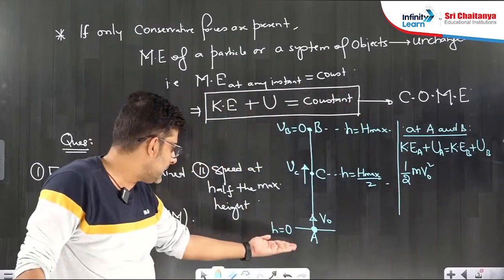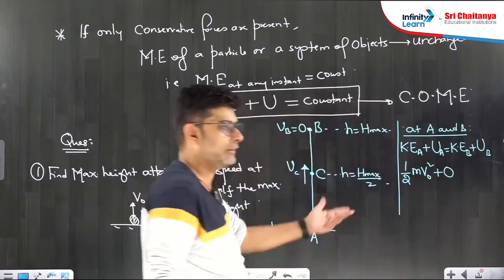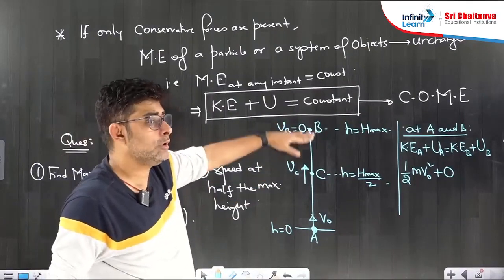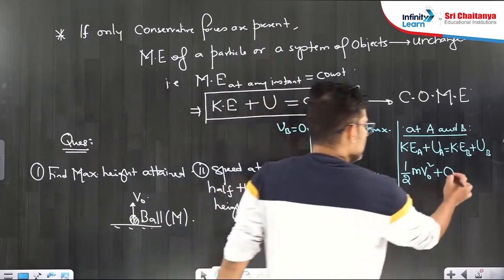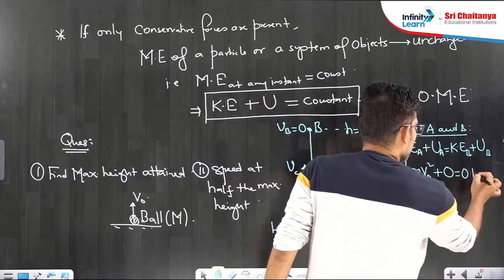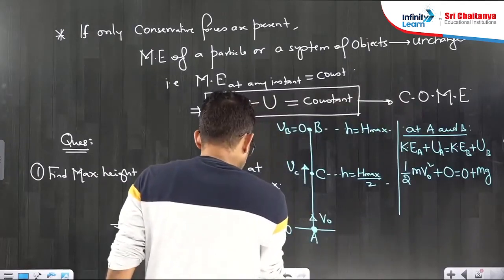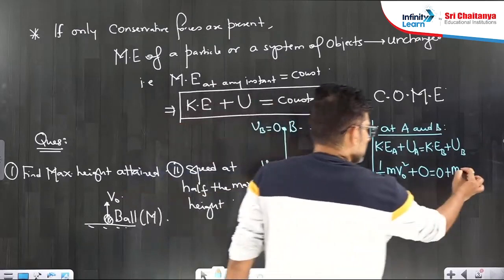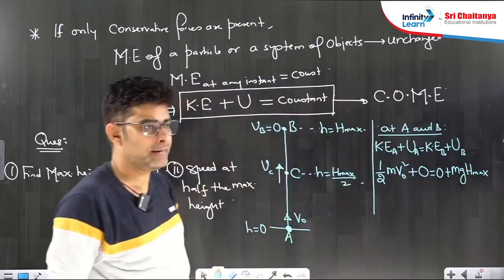What is the potential energy? You can see it is at reference level or ground, it is 0. Now when you go at the maximum height, means you cannot go further, so your speed becomes how much? 0. So kinetic energy becomes 0 and potential energy is what? Mg h max, because you are at maximum height, so your potential energy will be mg h max.